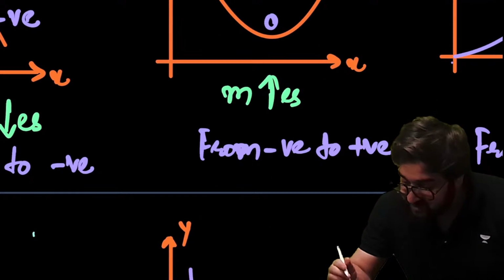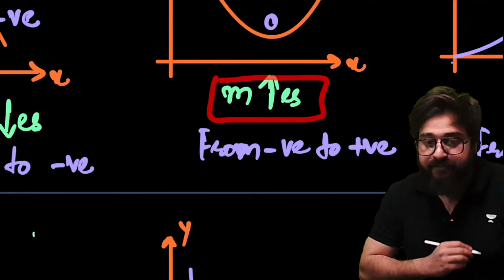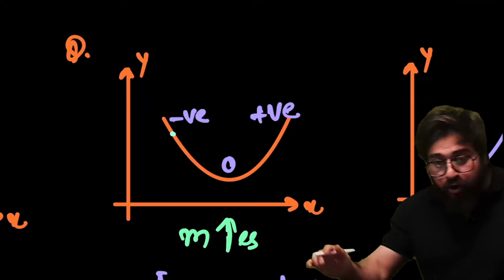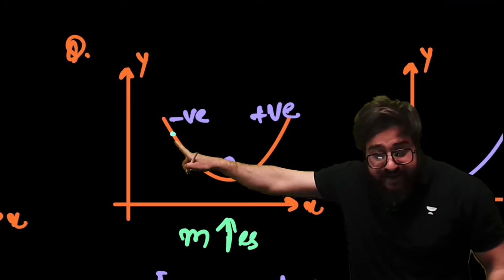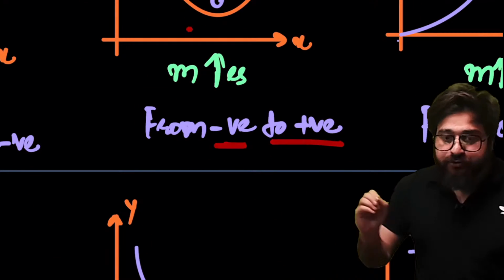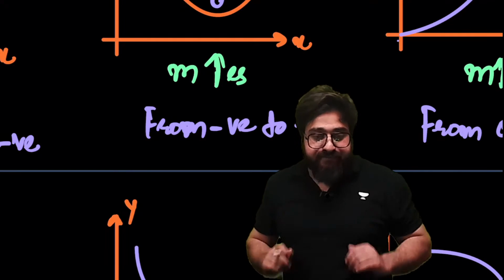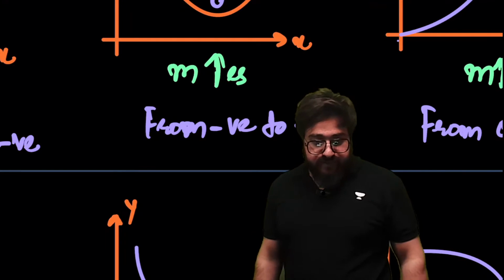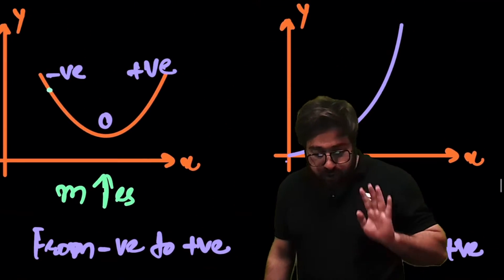So in this case, we say slope is increasing. Why? Because initially it was negative, and it goes from negative to positive. From negative to positive means slope is increasing. Is that clear? Let's come on to this graph.